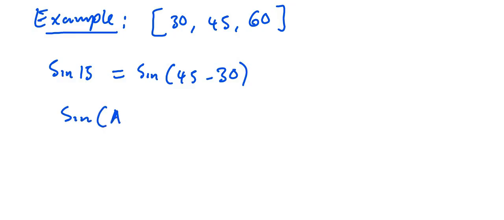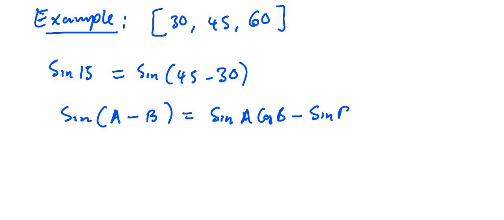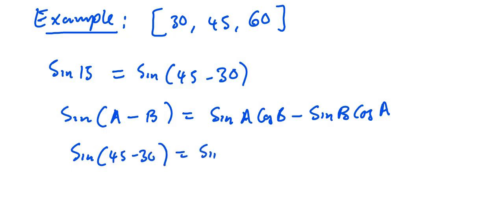There was a formula that we just learned that says sine of a minus b is the same as sine of a and cos of b, then minus sine of b and cos of a. That's what we are dealing with. According to this, our a is 45, our b is 30. So this is sine of 45 minus 30. We're just going to do the replacements: sine 45 cos 30 minus sine 30 cos 45.